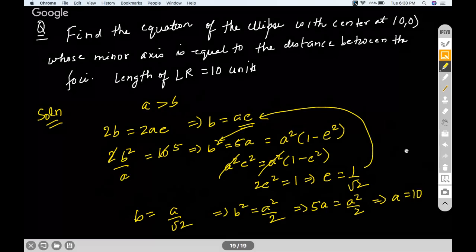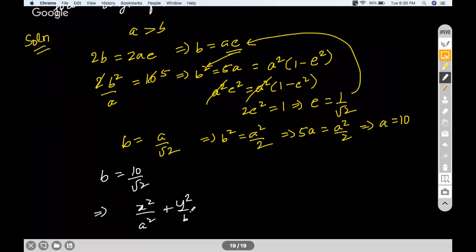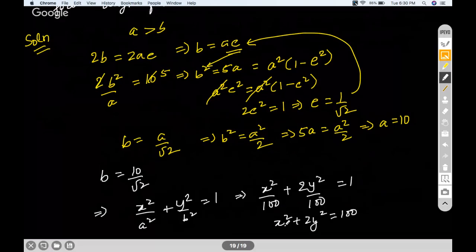Absolutely correct. Most of you have given the right answer. A is equal to 10, and if A is equal to 10, B is equal to 10 by root 2. So you can write the equation of the ellipse as x square by a square plus y square by b square equal to 1, which means x square by 100 plus y square by 100 into 2 is equal to 1. So x square plus 2y square is equal to 100. This is the desired equation.